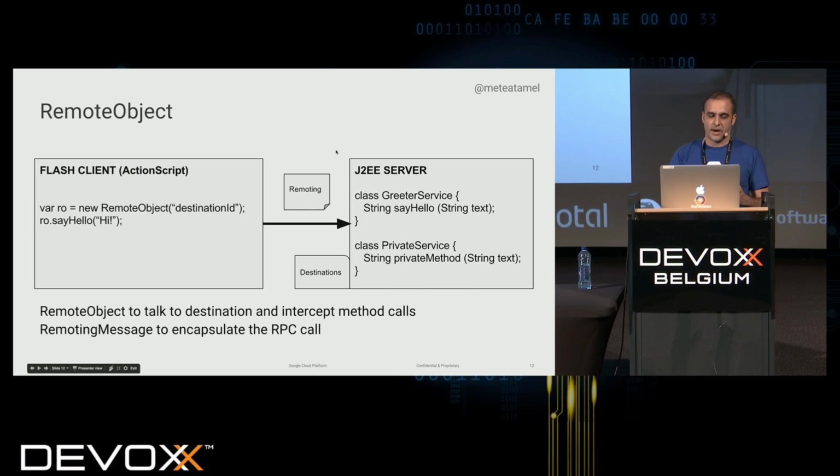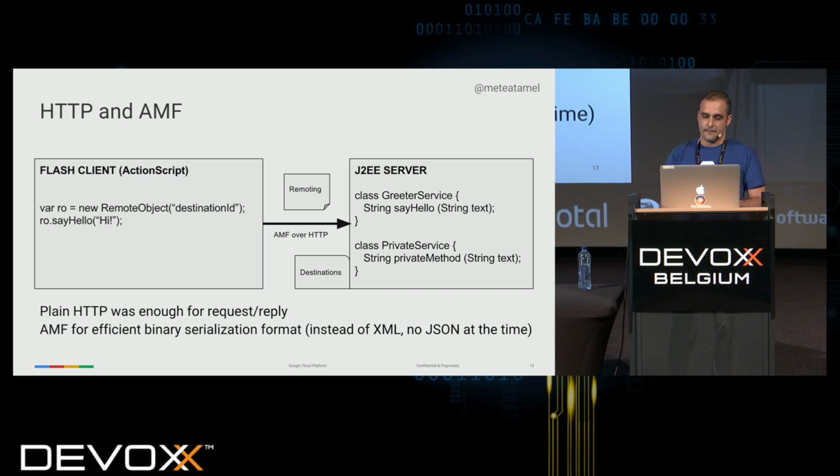So we created remote object. We created remoting message. We had to serialize these remoting messages, and then we had to deserialize them. We had to add all this error checking on the server side. So as you can see, there were a lot of things that we had to implement.